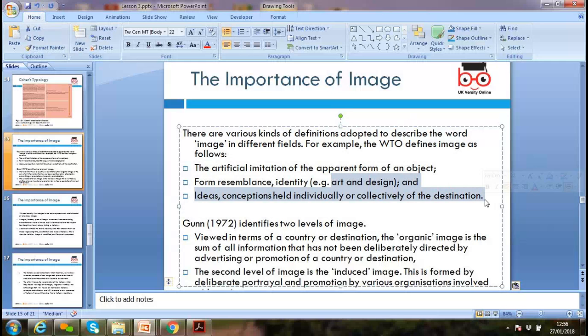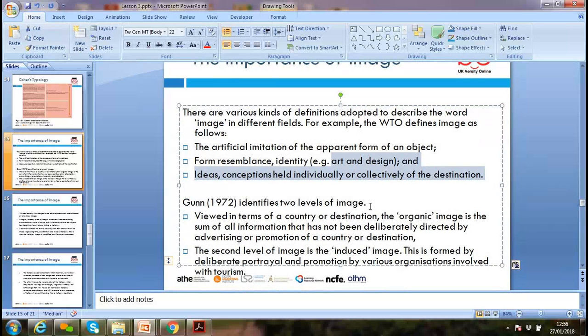Destination like Marco Polo and things. We look around at different destinations and how they link it. According to the WTO, it is linked to promote the destination, and people can make decisions based on it. In terms of the country or the destination, there is the organic image: some of all the information that has not been deliberately directed in the advertising or promotion of the country.